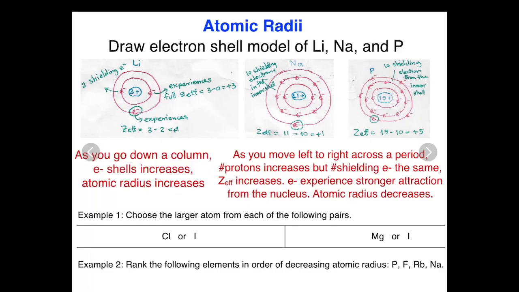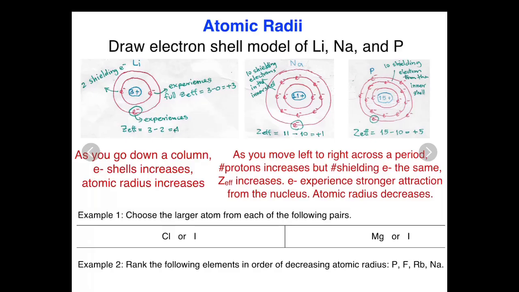So my expectation is that on the exam, you will need to not only predict which one is bigger or smaller, but you will also need to tell me why. Again, these are the two reasons. One is using the number of electron shells from top to bottom. The other is using the effective nuclear charge, moving from left to right when they have the same number of energy levels.